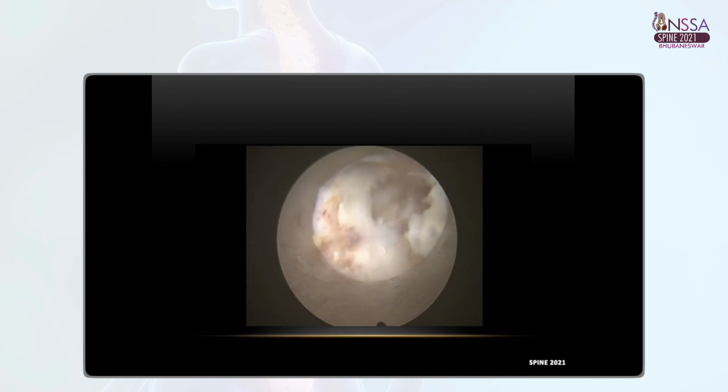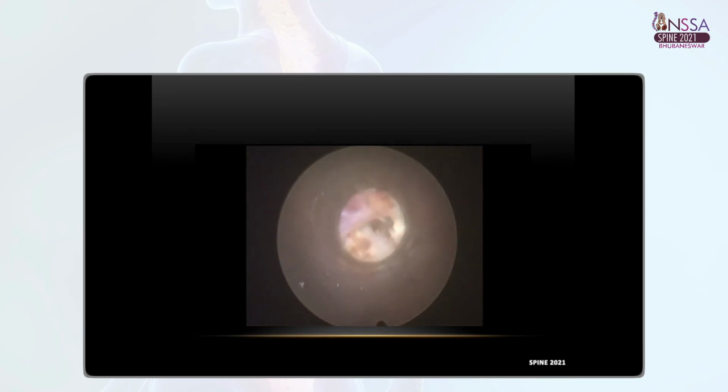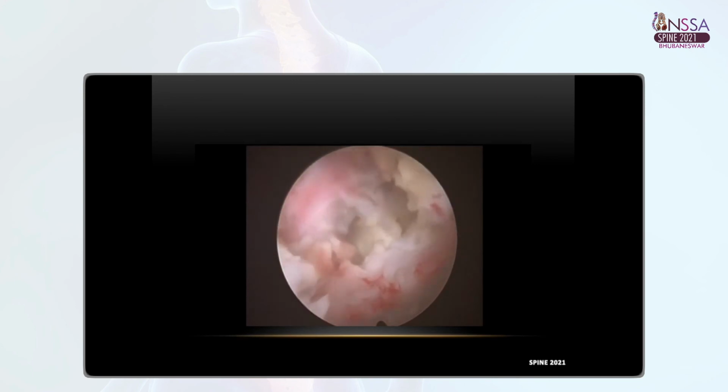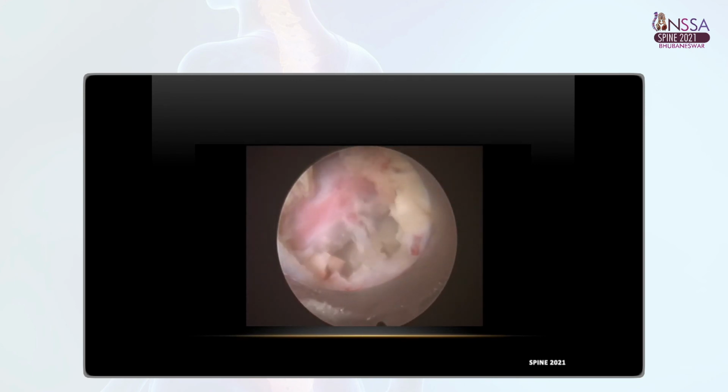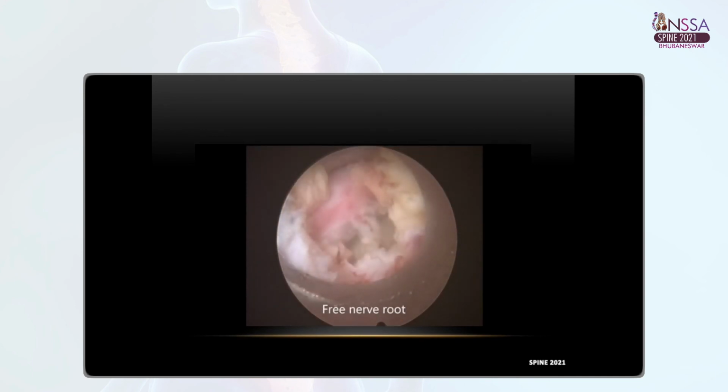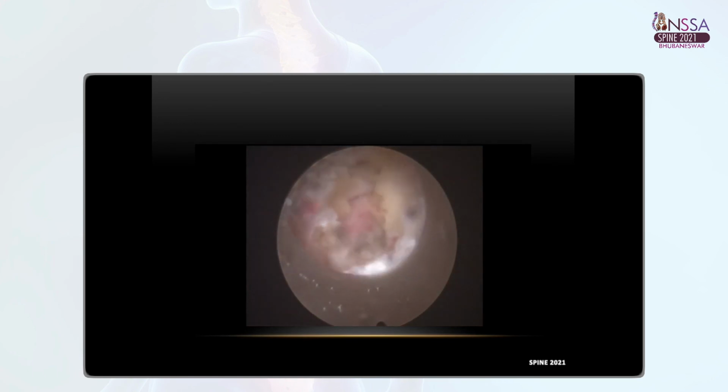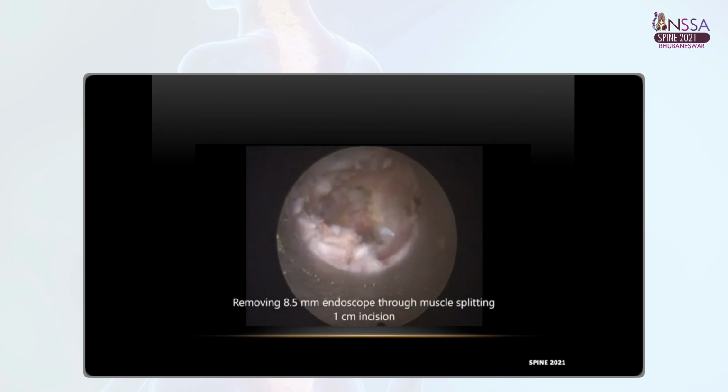This annulus can be sealed using the radio frequency coagulation, and once you retract the cannula, you can see the nerve root is totally free, back in position, and there is no compression on the nerve root. We inspect for any major bleeders and remove the endoscope.